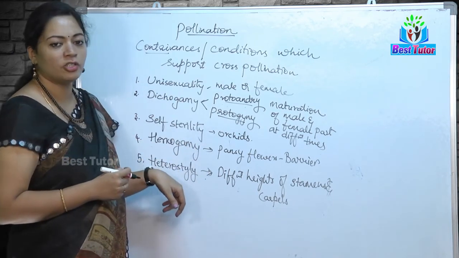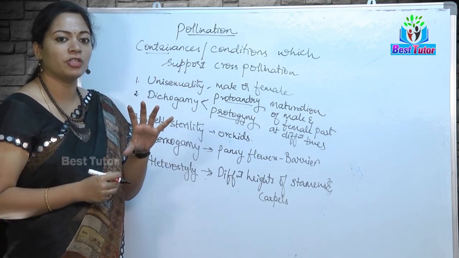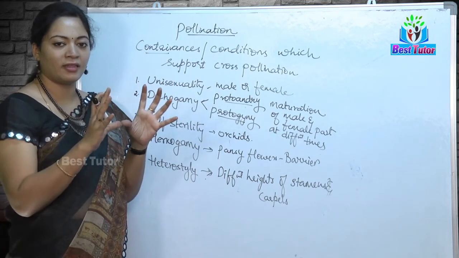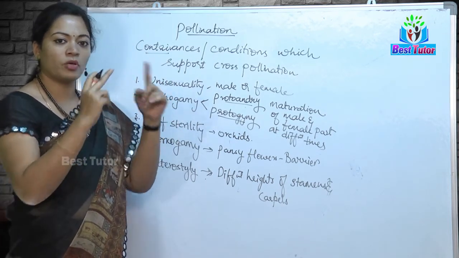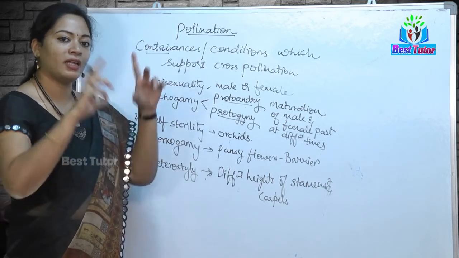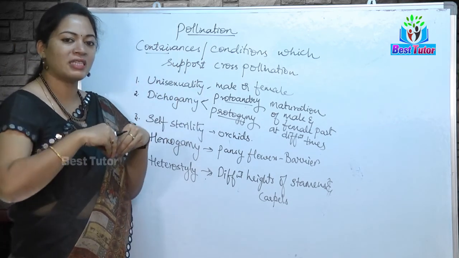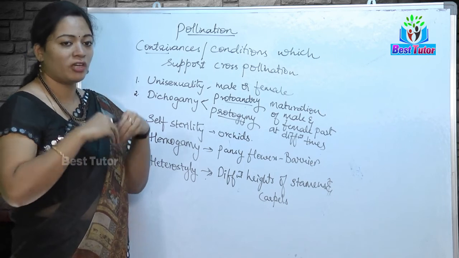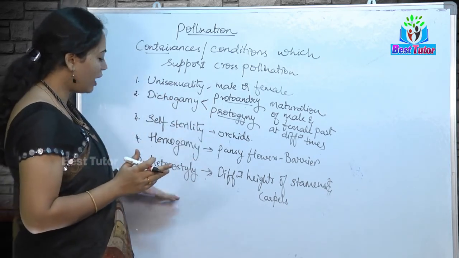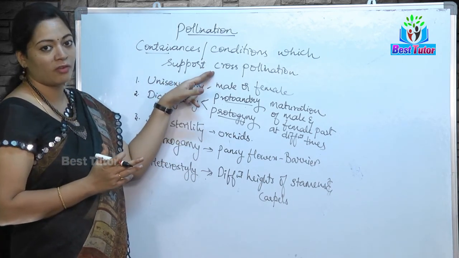And lastly, the condition is called heterostyly. The meaning is that the gynoecium and androecium are placed at different heights. If gynoecium is long enough and anthers and stamens are short, there is no possibility of self-pollination. At the same time, if gynoecium is very short and the anthers and stamens are very long, the possibility of pollen falling on the same flower will be very, very less. So it will be carried away by the wind or some other agents. So these 5 conditions are responsible for cross-pollination if any flower is going for.